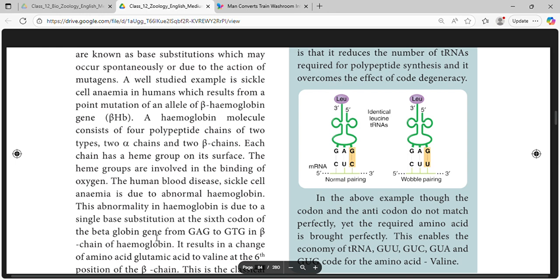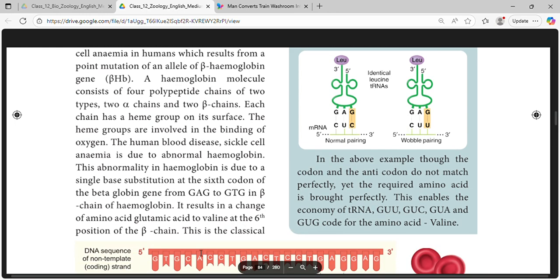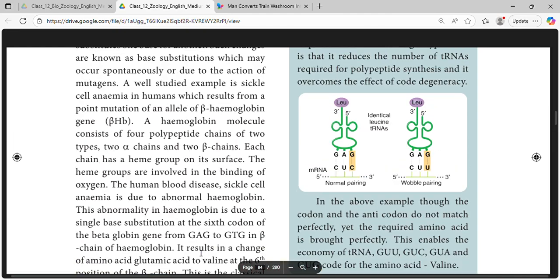Sickle cell anemia, a human blood disease, is due to abnormal hemoglobin. This abnormality in hemoglobin is due to a single base substitution at the sixth codon of the beta globin gene, from CTC to CAC, in the beta chain of the hemoglobin. It results in a change of the amino acid glutamic acid to valine at the sixth position of the beta chain. This is a classical example.